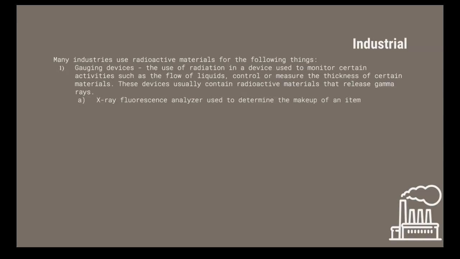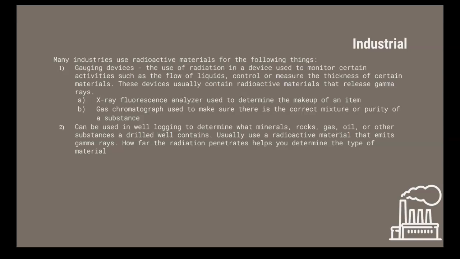And some examples of gauging devices or similar to gauging devices would be an X-ray fluorescence analyzer, which is used to actually analyze the makeup of an item, specifically what's inside something. And then also gas chromatograph, which is used to figure out how pure a substance is or if it has the correct mixtures of substances in it.